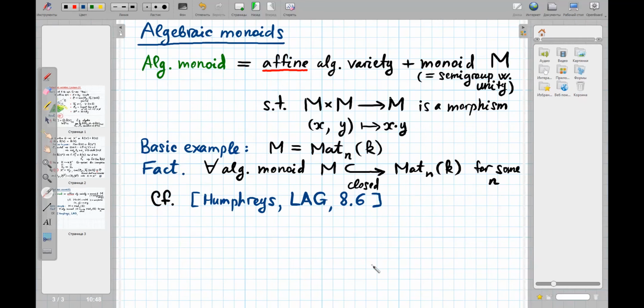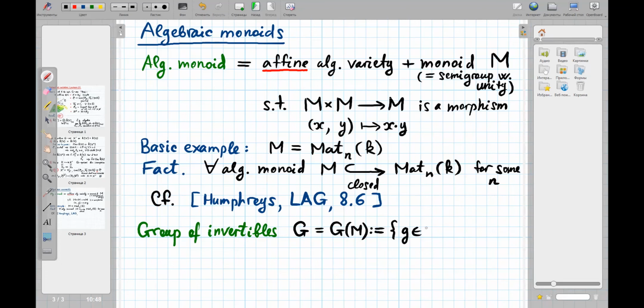Okay, well, so with any algebraic monoid, we can associate an algebraic group, which is just the group of all invertible elements in M. So the group of invertibles, let me denote it simply by G, or by G(M), if I want it to be associated with an algebraic monoid M. It is by definition the set of all elements in M such that there exists an inverse element in M, whose product is the unity element.